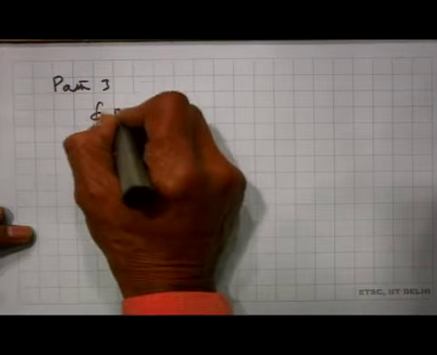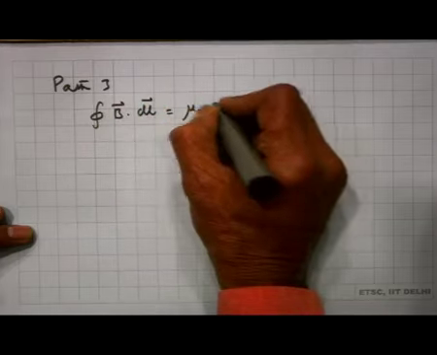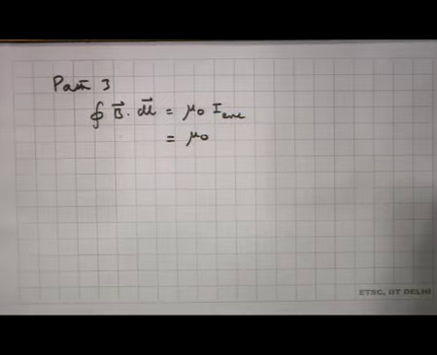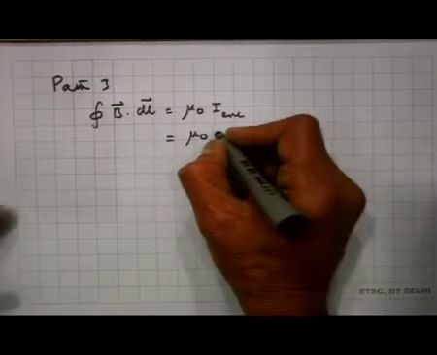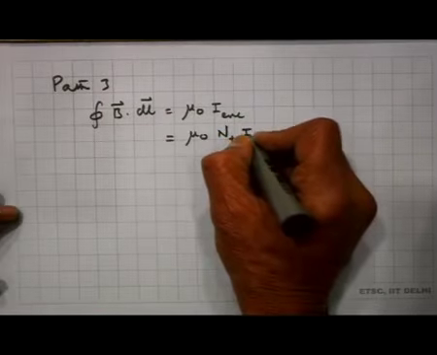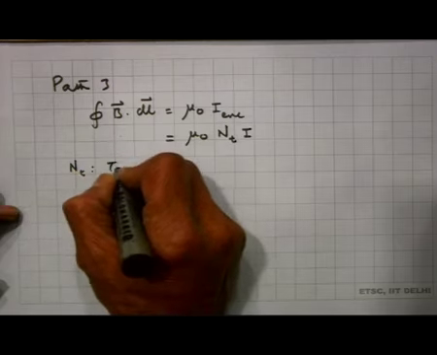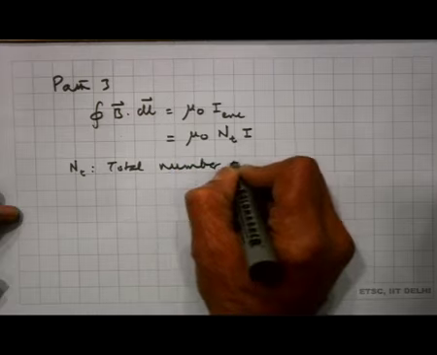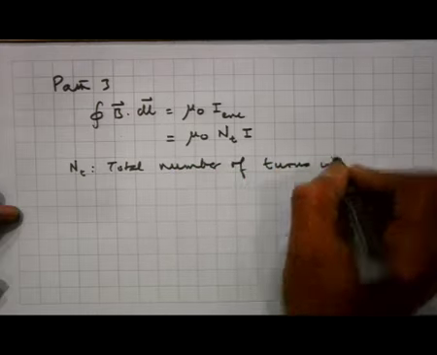Integral B dot dl equals mu naught I enclosed, which is equal to mu naught times... Now, if the total number of turns is n subscript t, I will get n subscript t into I, where n subscript t is the total number of turns in the toroid.